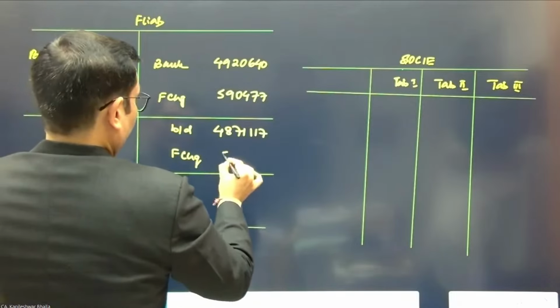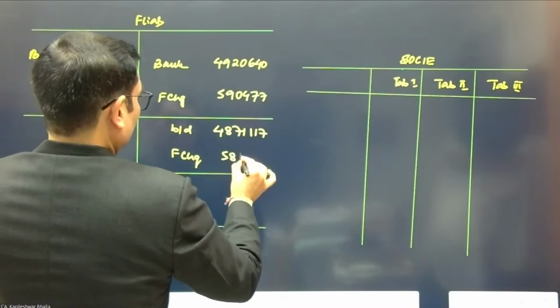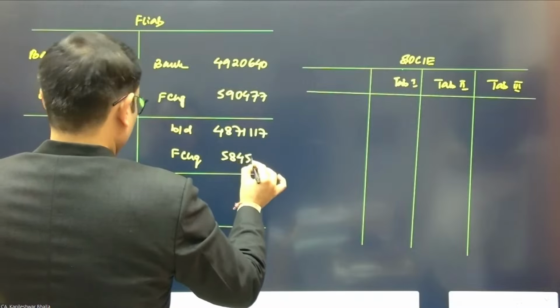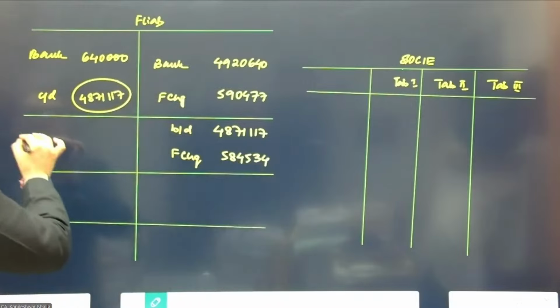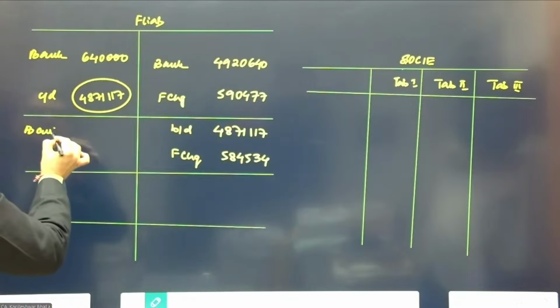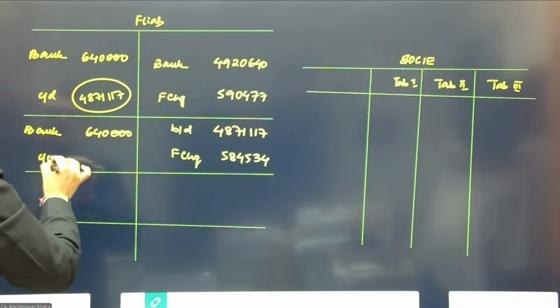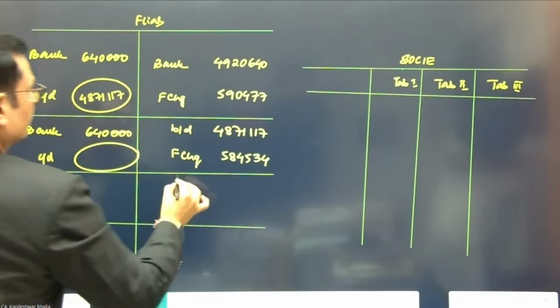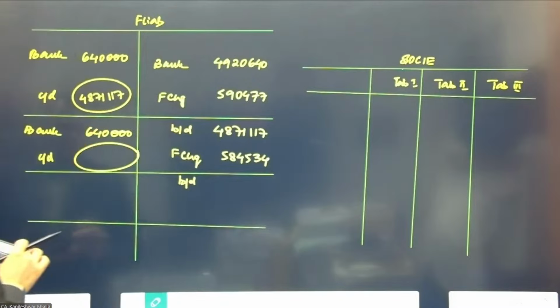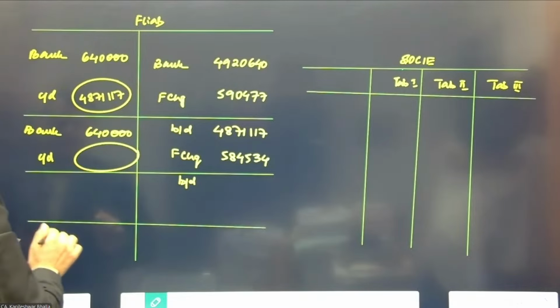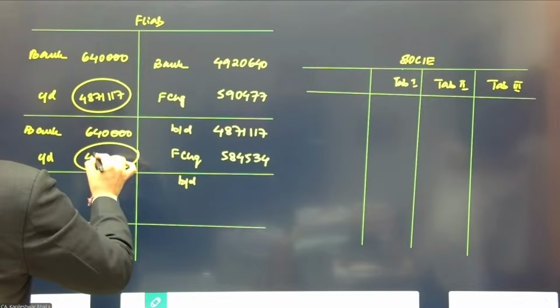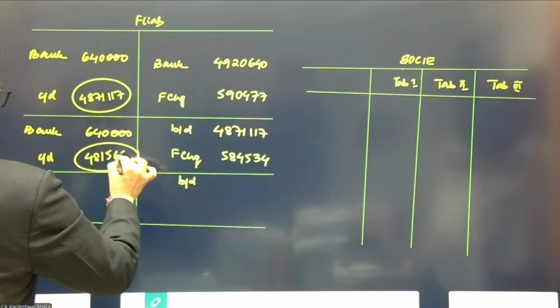12% would mean 584534. You make the payment again, 6,40,000, and you get the balance c/d. That is the balancing figure. So 4871,117, 584534, and this comes to 4815,651.